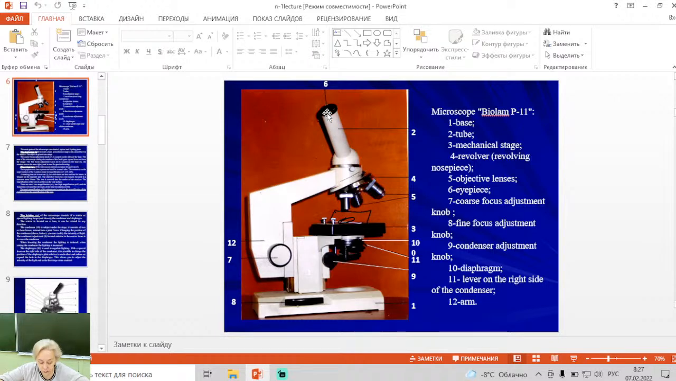Look into the eyepiece. At the same time, slowly rotate the coarse focus adjustment knob toward yourself. Lift the objective lens up until an image of the object is shown in the field of view. Remember that the focal length for a small magnification is approximately 7 mm. When there are 7 mm between the objective lens and the object, you can see the object under the microscope.